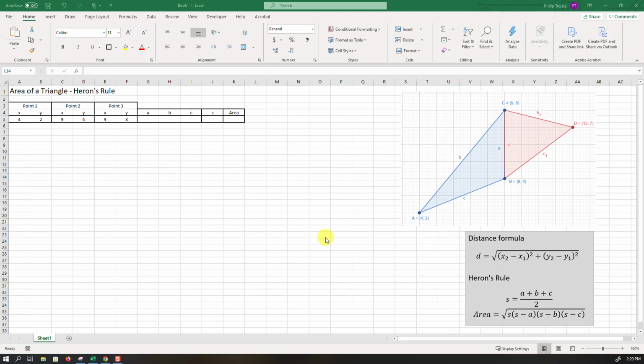Hi everyone. In this short lesson, I'm going to demonstrate how we could use something like Microsoft Excel to help us with repetitive calculations. In this case, areas of triangles using Heron's law. So I've got here a blue and a red triangle, and I know the coordinate points for the vertices on each of the two triangles. I'll start with the blue one first.